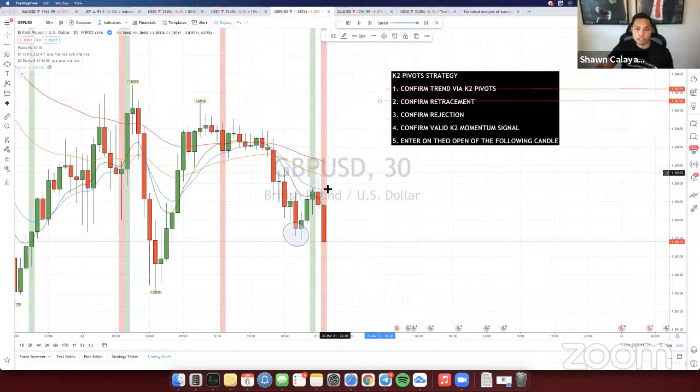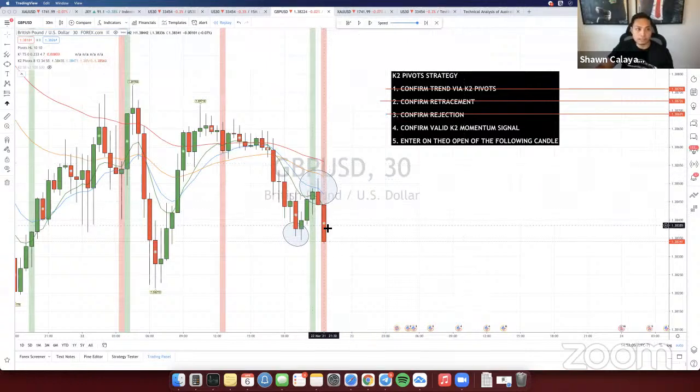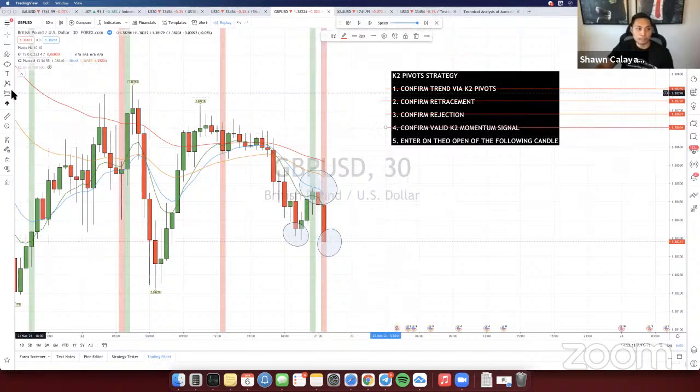Number 3 is confirm rejection. Right here, price comes up from that retracement and rejects off this point. That's requirement number 3. Number 4, confirm valid K2 momentum signal. Right here, we have a valid sell signal. So that's pretty much it. All the requirements are met, and you can enter on the open of the following candle. You enter a short position right here.